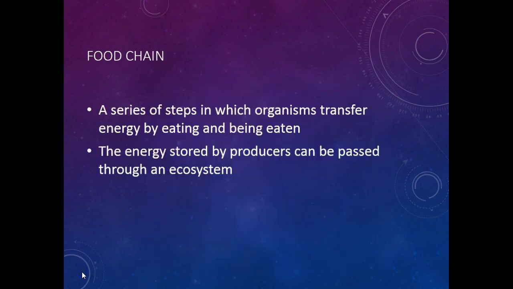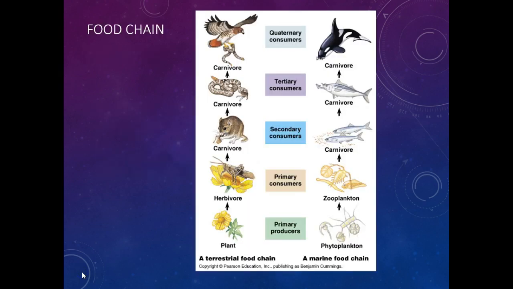Taking all these organisms and putting them in a hierarchy from what eats what is called a food chain. So a food chain is a series of steps in which organisms transfer energy by eating organisms and by being eaten by other organisms. The energy stored by the producers can be passed through an ecosystem. So here are two examples of food chains.